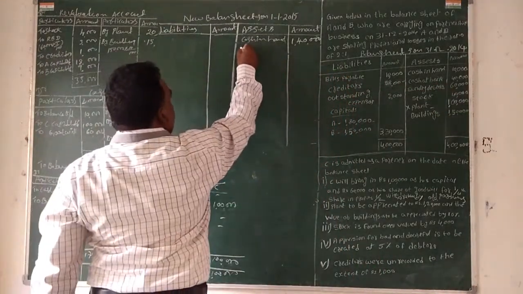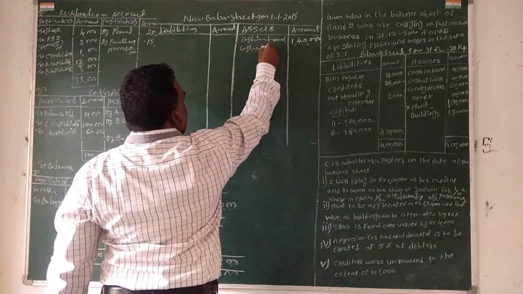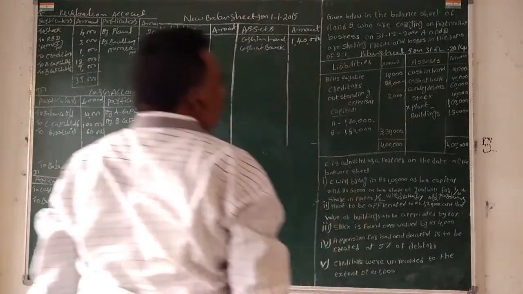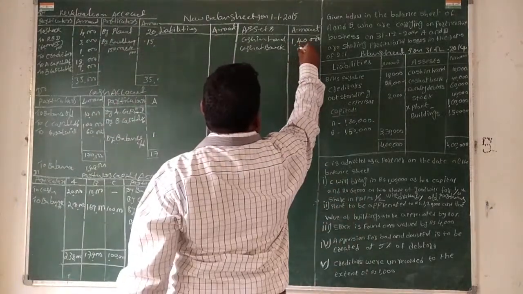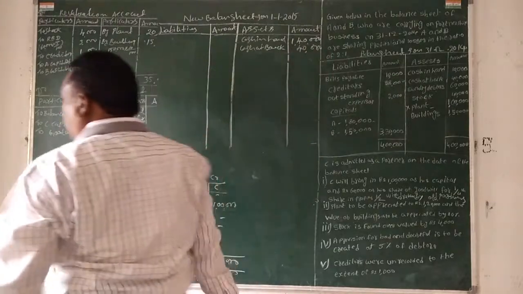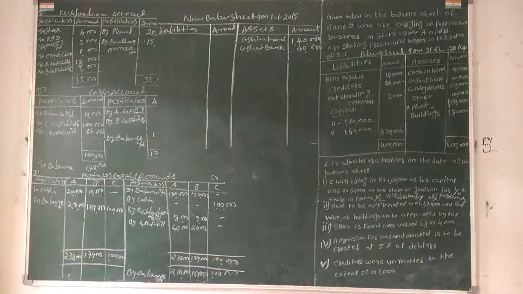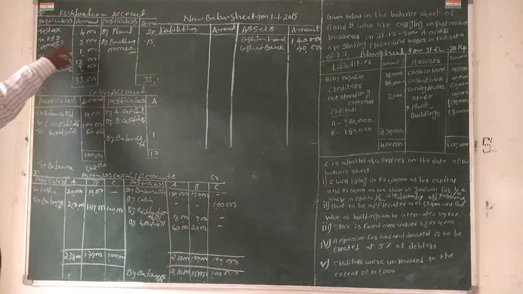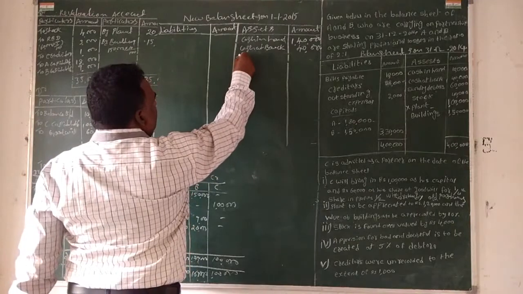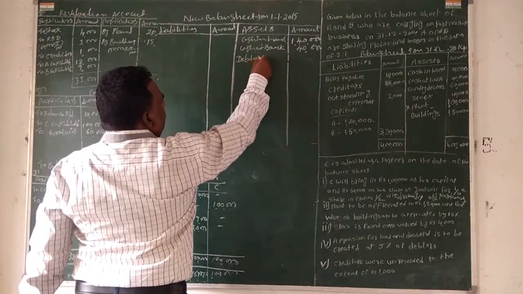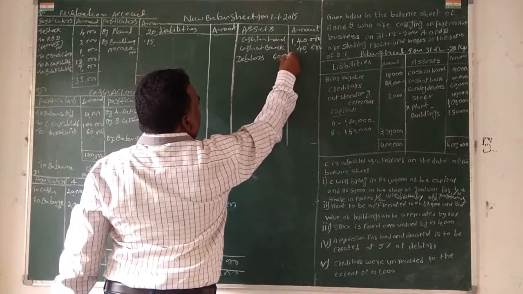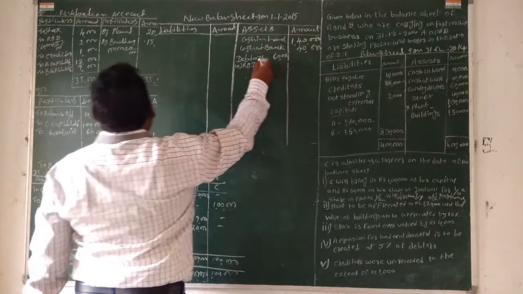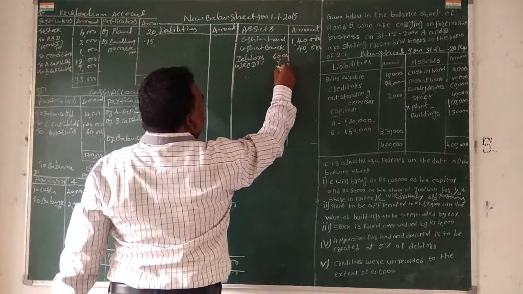Then sundry debtors 60,000 minus provision to be made at 5%. Provision for bad debts is 3,000. So debtors 60,000 in the inner column minus RBD 3,000, that is, 60,000 minus 3,000 is equal to 57,000.